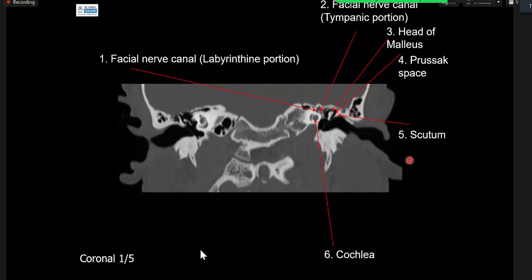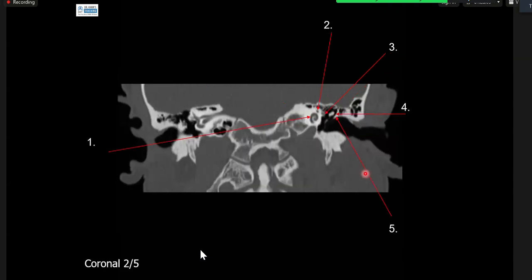This is on a coronal. On a coronal, you can see these owls, the labyrinthine portion and the tympanic portion, owl eye, owl eye. And this is the scutum. This is the cochlea, and this is the head of the malleus. This bone is very important. This is the scutum.